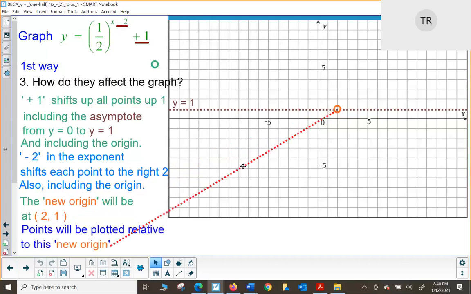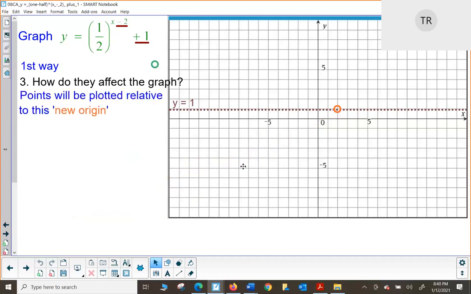So we're going to plot all the points relative to this new origin. So the first one would be like, don't go anywhere 0, but go up 1, because 1/2 raised to the 0 power is 1. Then I'm going to go right 1 up 1/2, because 1/2 raised to the first power is 1/2. From relative to that point, notice, not that ordered pair, but relative to that point. Right 2 up 1/4, because 1/2 squared is 1/4.